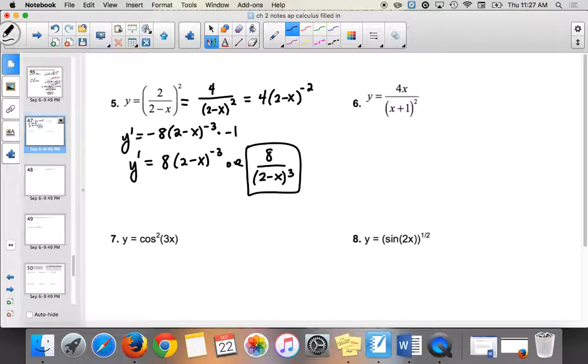Maury does every single time though. Do you guys know that? Maury hates the quotient rule because he can't remember if it's low-d high or high-d low. So he always does that.